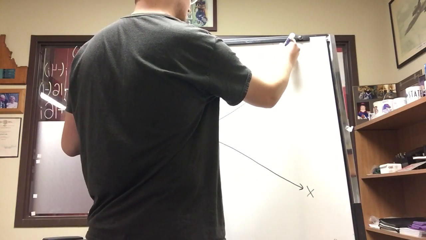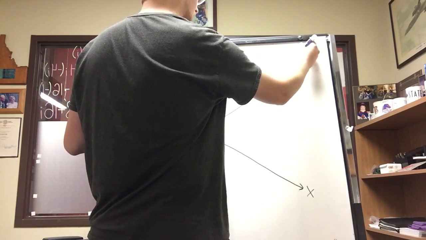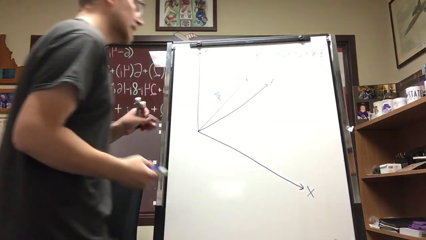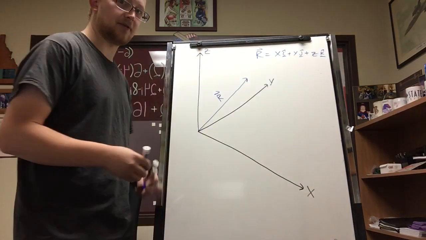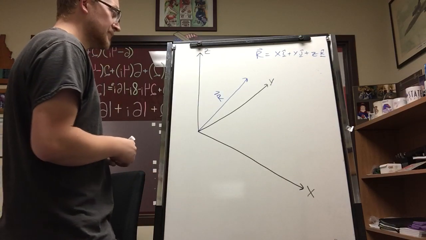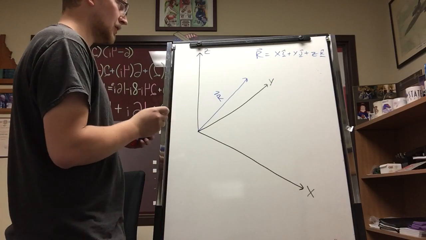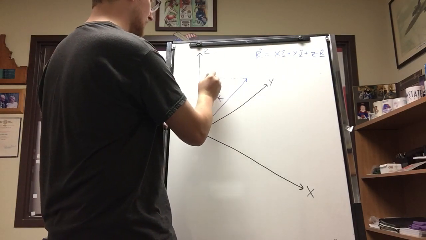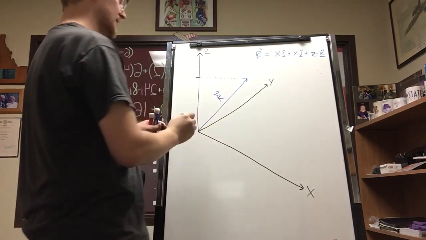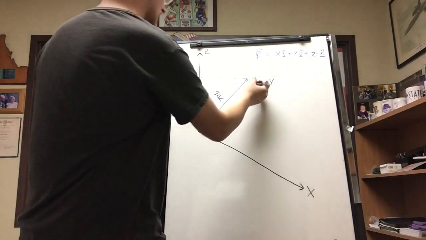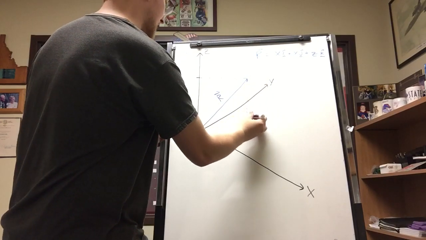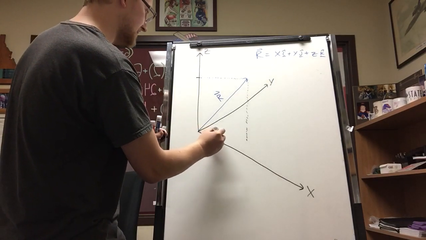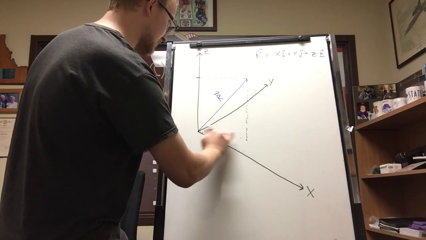So it'll have x in the i hat direction plus y in the j hat direction plus z in the k hat direction. And so these are just variables because we're solving for all possible cases. So if this is my r vector, I just want to point out that I can drop a dashed line to my z direction. I can also drop a dashed line to my x and y. So I just want you to kind of see the three-dimensional aspect of this right here.